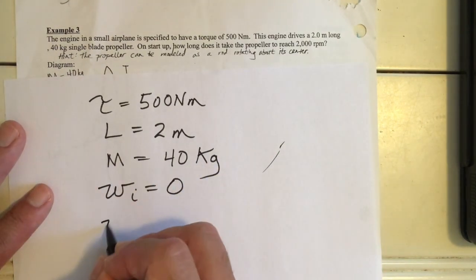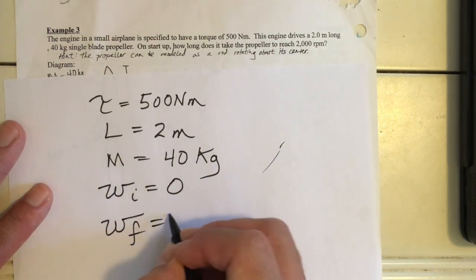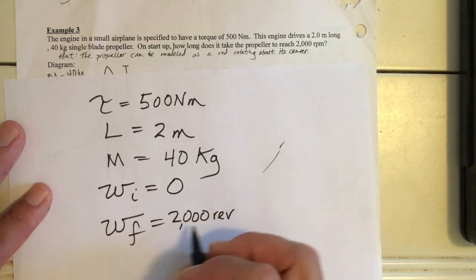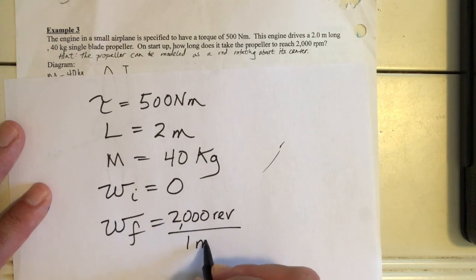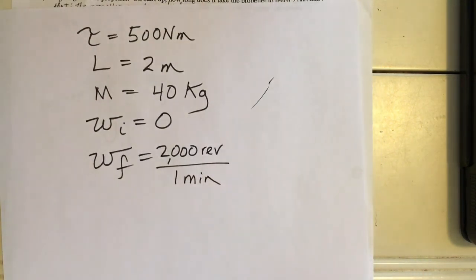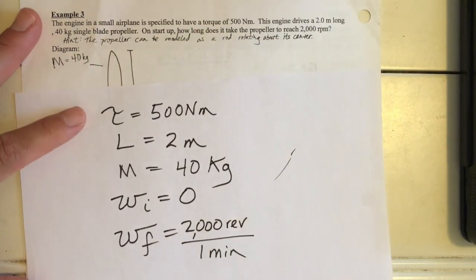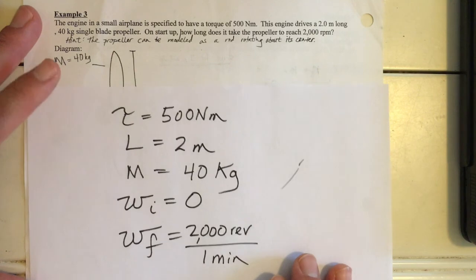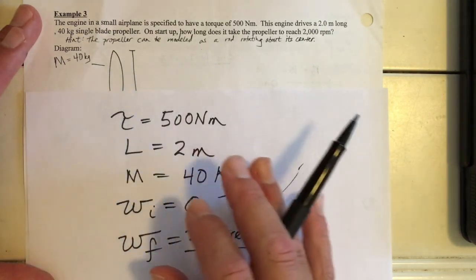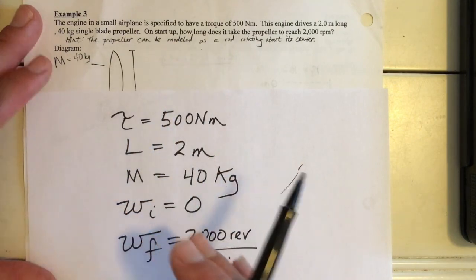So we know that omega f has to equal 2,000 revolutions per 1 minute. And we don't really like that, right? We like working in radians per second. So that's kind of ugly and gross for us for this problem. So we need radians per second because that's what we like. All right, so hint, the propeller can be modeled as a rod rotating about its center.